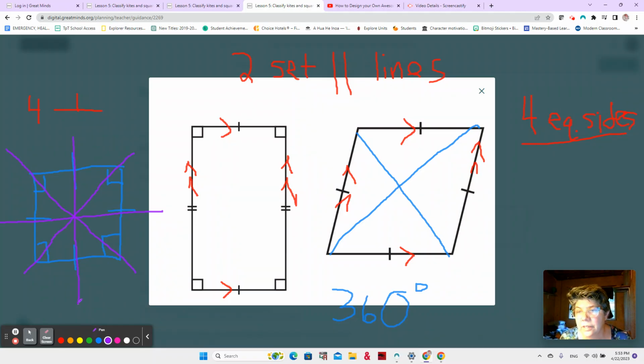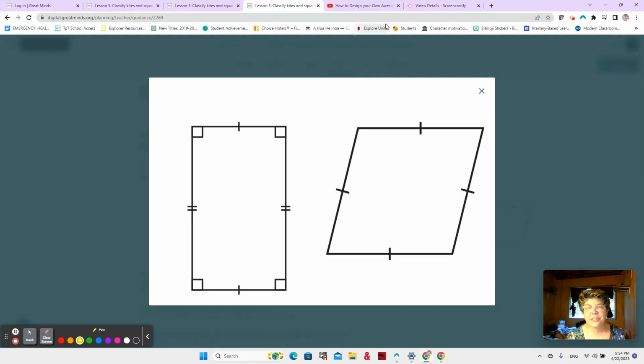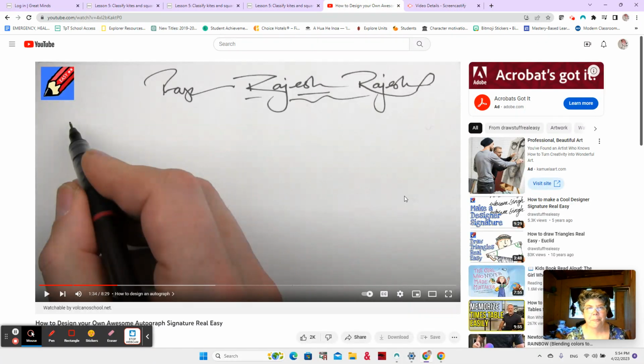One last question. Are all squares kites? What do you think? Look at the adjacent sides. This side is next to this side. They are the same size. These two are equal length as well, right? So adjacent sides of equal length means that they are also kites. All right, nice job. Let's learn a little bit more about creating a signature, and I'll see you on the next video.